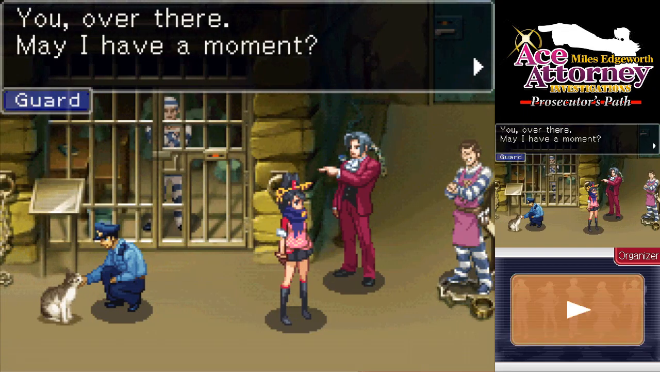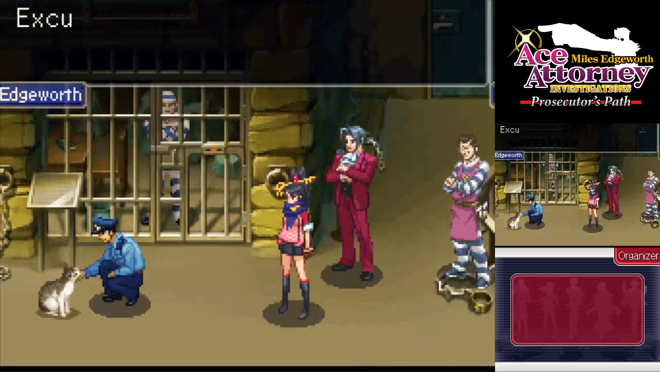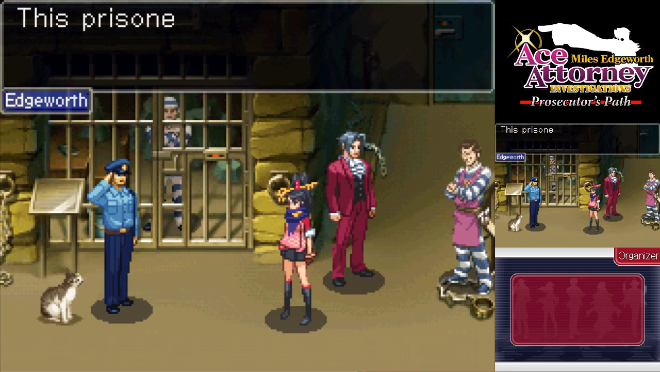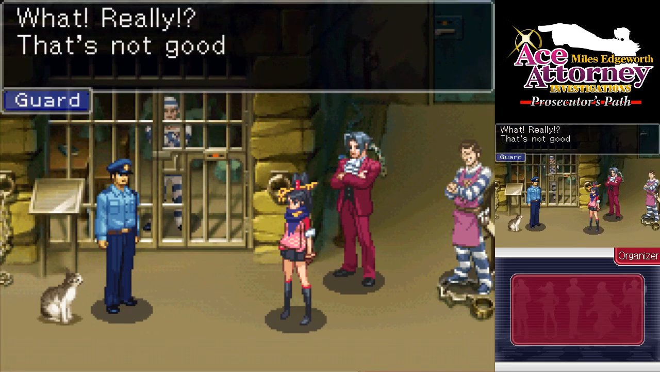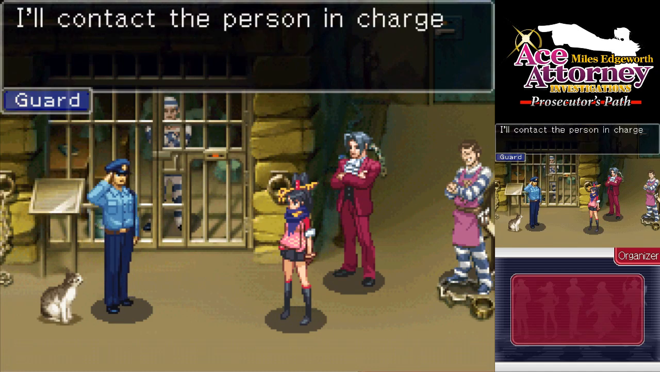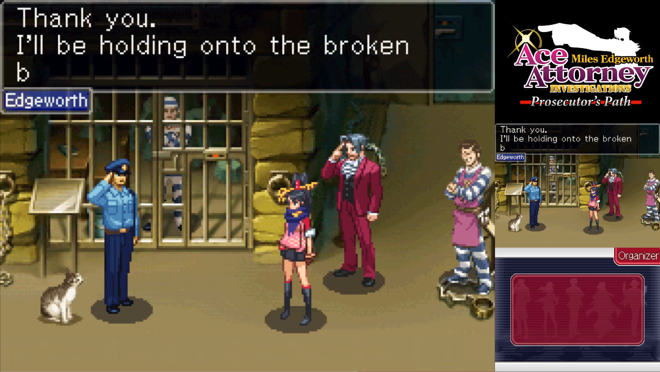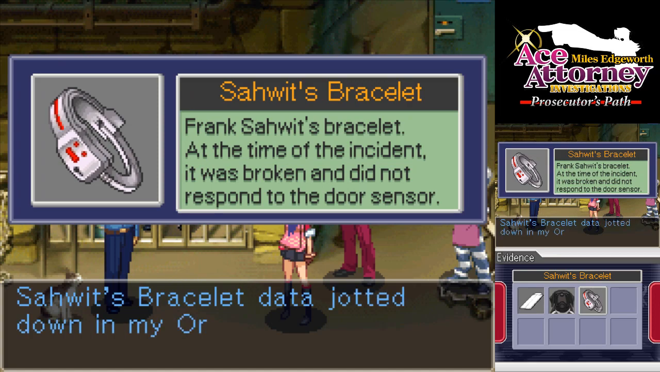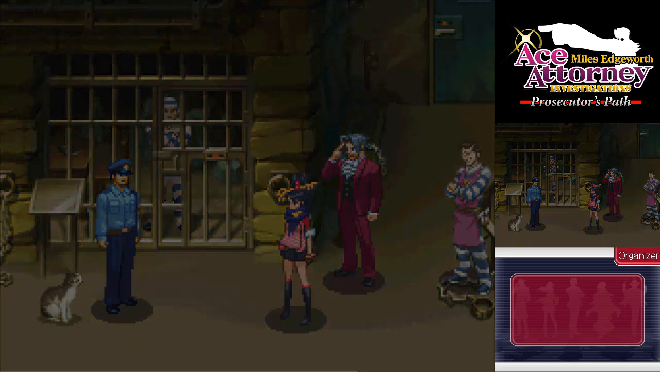You, over there. May I have a moment? Here, kitty kitty, you're such a cute little guy. Yes, you are. Meow. Excuse me? Yes, what can I do for meow? This prisoner's bracelet appears to be broken. What? Really? That's not good at all. We'll contact the person in charge and have it replaced immediately. Well, thank you. I'll be holding on to the broken bracelet for the time being. Sahwit's bracelet data jotted down in my organizer. Yes, sir. Please take care of it.